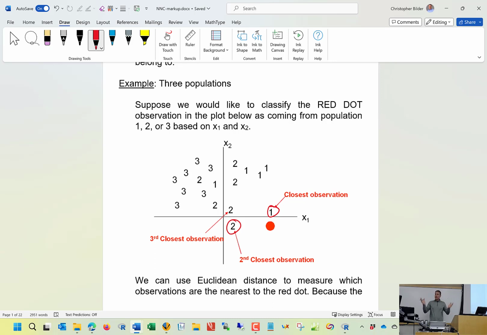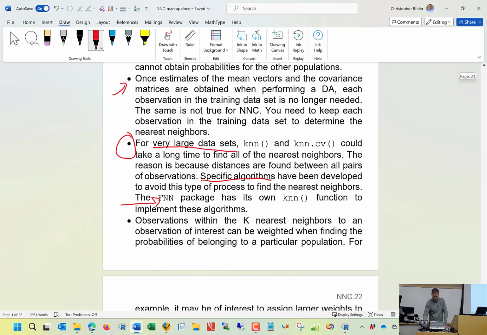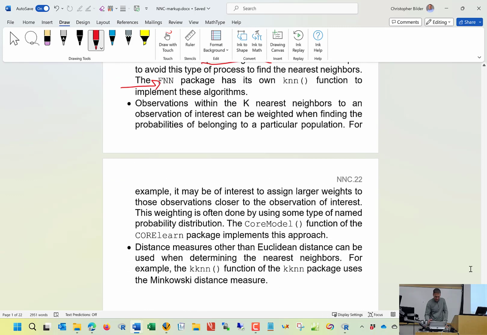There are different versions of k-nearest neighbor classification that actually do that. If you want to know more about that, here is a particular package. And lastly, you don't necessarily need to use Euclidean distance. There are many other distance measures out there as well, and here's a package that gives you some more freedom.